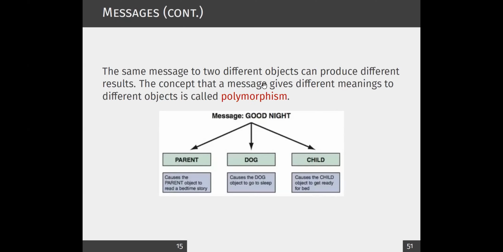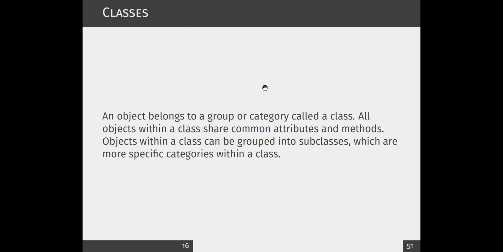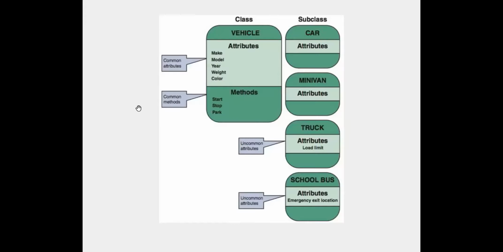After that, we also discuss different classes. These objects usually belong to a group or a category called classes. All the objects within the class share common attributes and methods. Objects within the class can be grouped into subclasses, which are more specific categories within the class. So you can see here we have vehicle. In vehicle, we have a common set of attributes. And then we have subclasses: car, minivan, and truck.